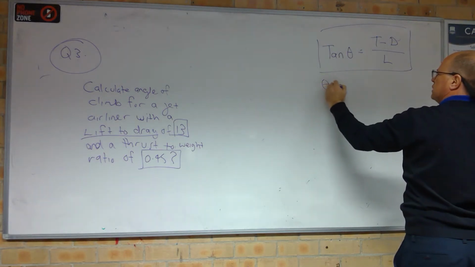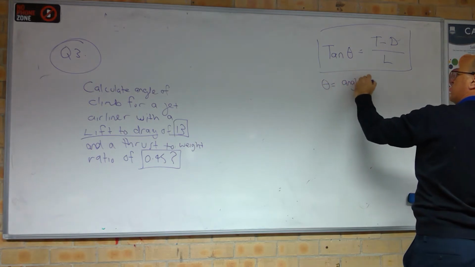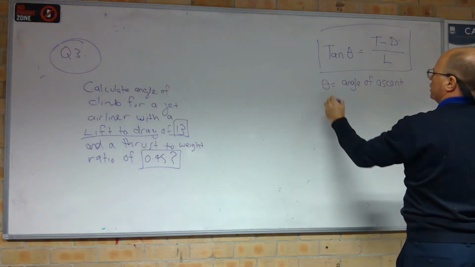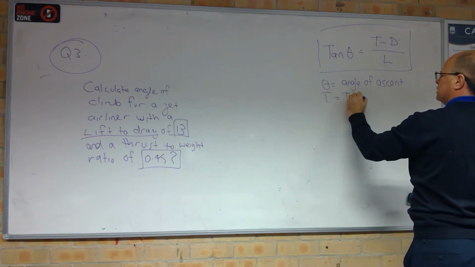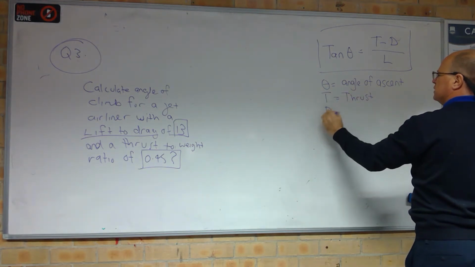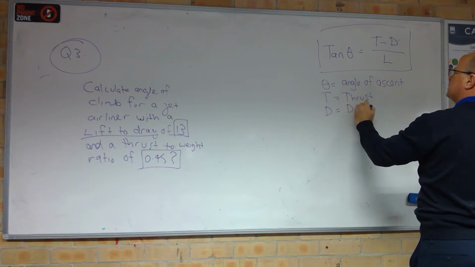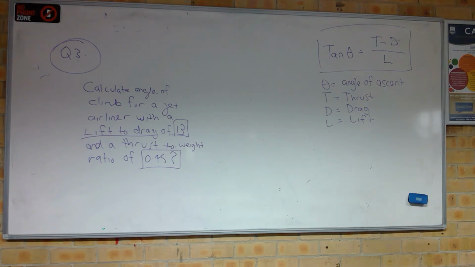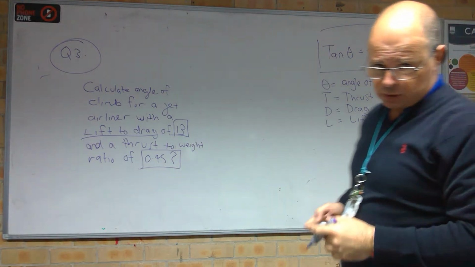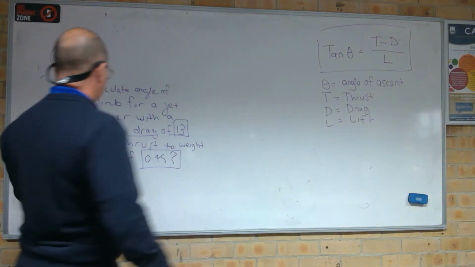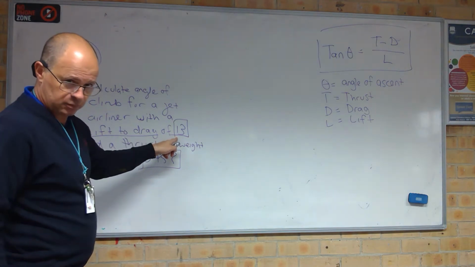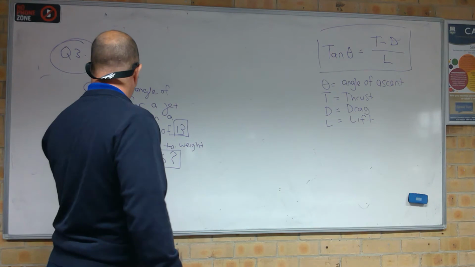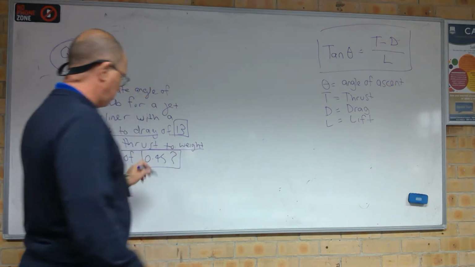Where theta equals angle of ascent, and T equals thrust, D equals drag, and L equals lift. So that's your equation. Now you'll see in this question you've got a lift to drag of 13. So I've circled and underlined the main points, and a thrust to weight ratio of 0.45.